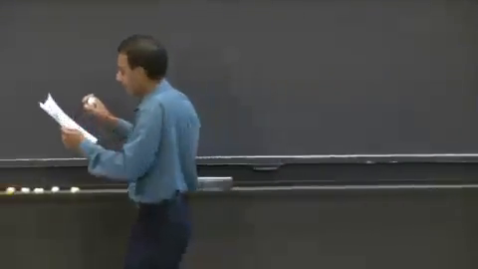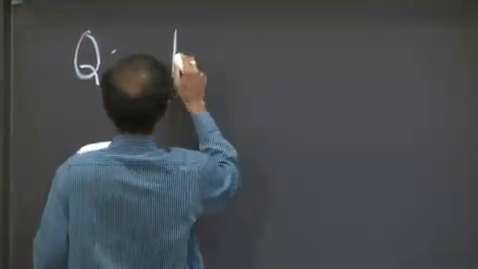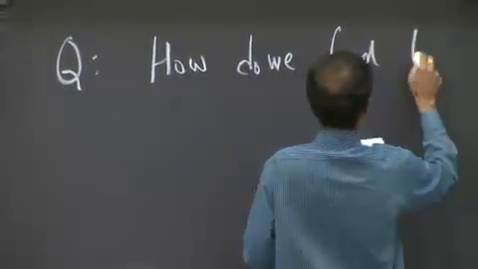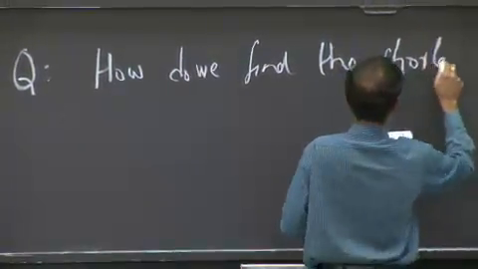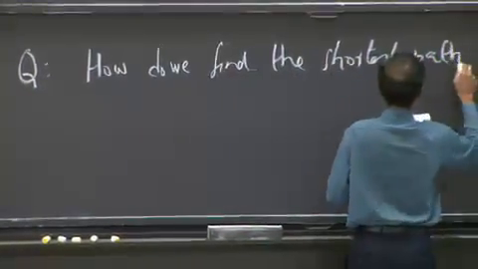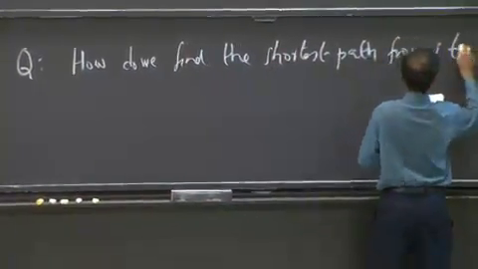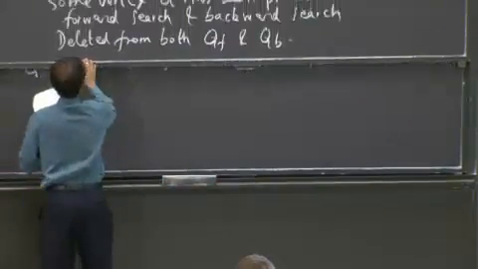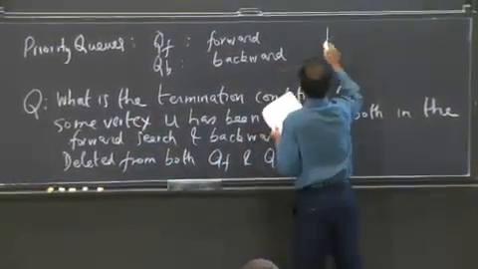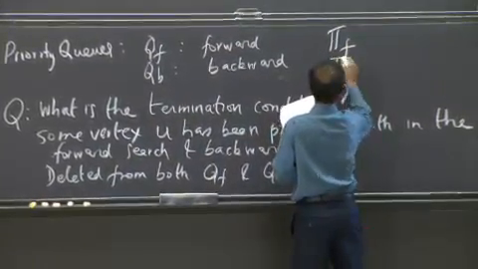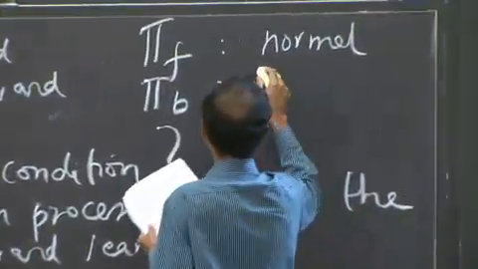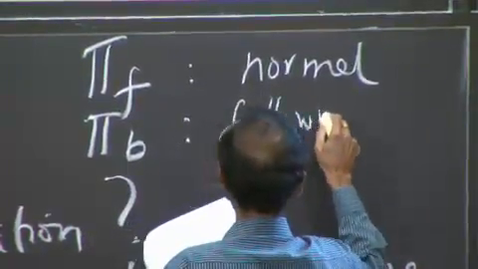There's a harder question, which is how do we find the shortest path after termination from S to T? Okay, and I should say specifically that, and I forgot to put this up, which I should, that we're going to have pi F and pi B, which are sort of the normal data structure, and the pi B is following the edges backward.